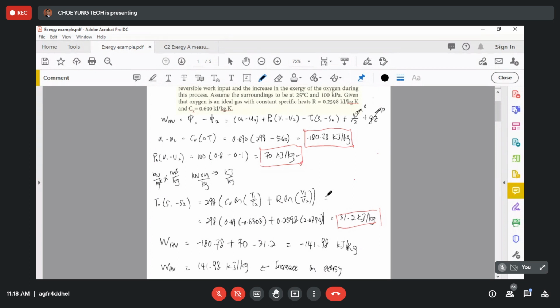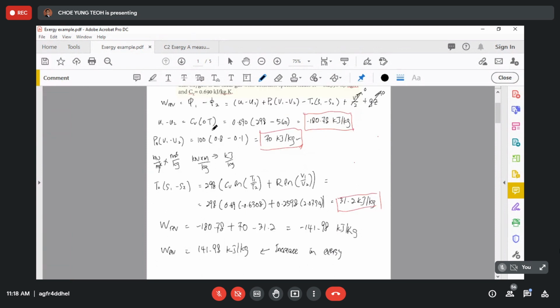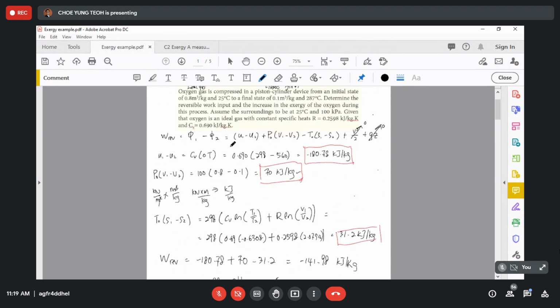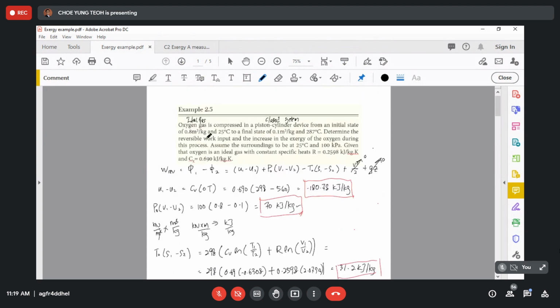Okay, can you follow? So that actually you want to put phi 1 reversible work. Reversible work here is phi 1 minus phi 2 or phi 2 minus phi 1, doesn't matter. Because at the beginning we may not know whether the system is delivering work or absorbing work.